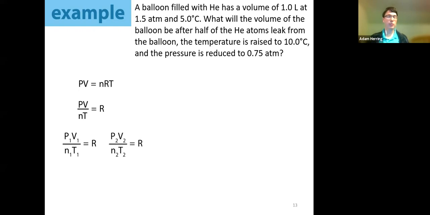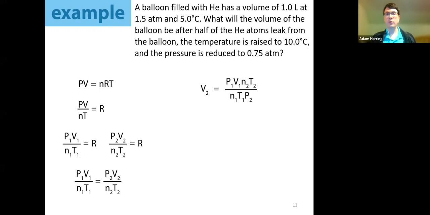And now, since the initial and the final conditions are related to the same value, we can set them equal to each other. At that point, since we're solving for volume, we do the algebra necessary to rearrange this equation, and then we can plug in the values. Our initial pressure is 1.5 atmospheres. The initial volume is 1 liter.